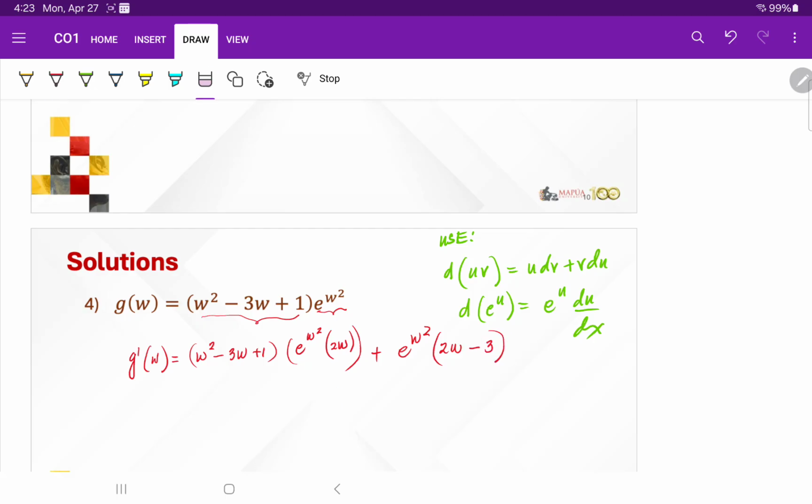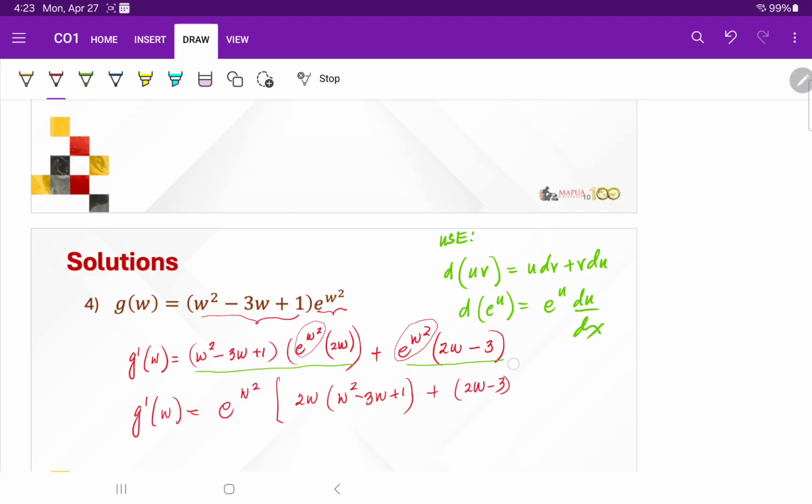Okay, now the next step is to check if we have a common factor. So in here we have, this is our first term, this is the second term. So what is common between the first and the second term? E to the w square is common, right? This is here on the first term and is also in the second term. So we factor out e to the w square. So what's left inside is 2w times w square minus 3w plus 1 plus 2w minus 3.